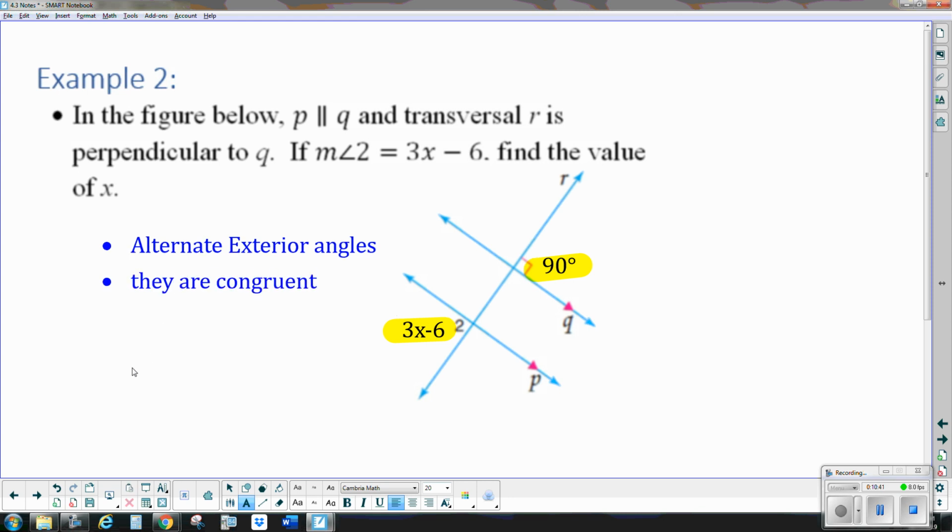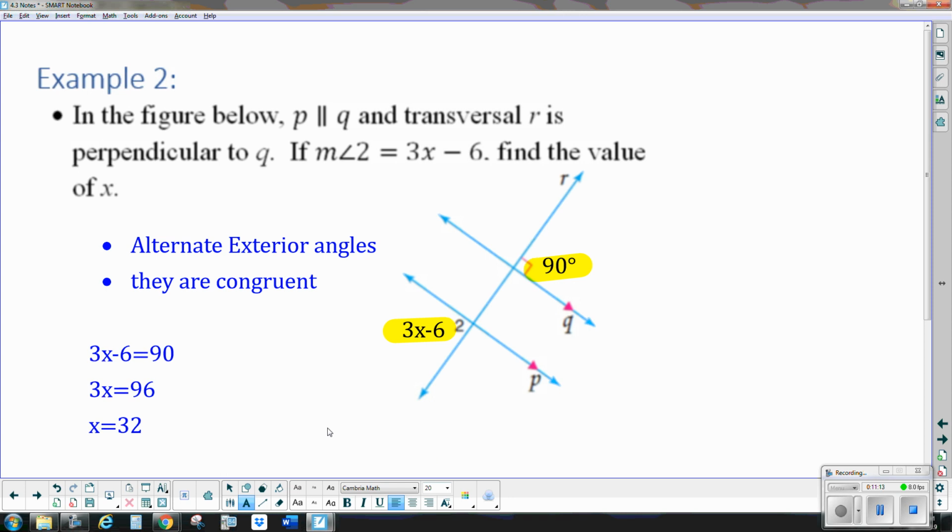Alternate exterior angles formed by a transversal that cuts parallel lines are congruent. So I can just use an equation that sets the two expressions equal to each other. So 3x minus 6 equals 90. And then from there I can solve for x. I'm going to add 6 to both sides, and I get 3x equals 96. And then I can divide both sides by 3, and I get x is equal to 32.